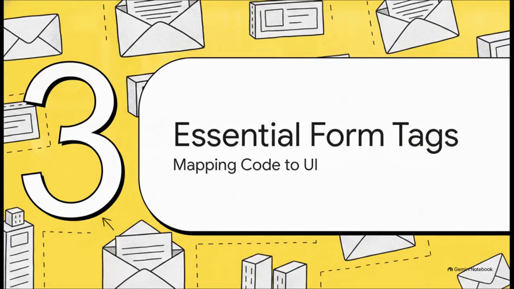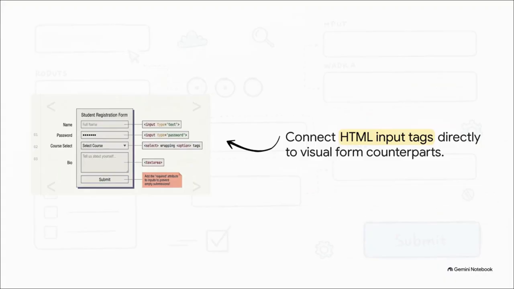All right, Section 3, Essential HTML Form Tags. Let's look at mapping our actual code to the user interface. Let's actually connect the syntax to what the user sees. A standard input tag with the type set to text gives you a basic text box. But if you just change that type to password, it instantly masks the characters as the user types. Pretty cool, right? For drop-down menus, you'll wrap option tags inside a select tag.